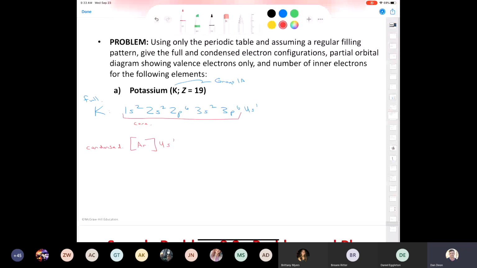Next it says to give the partial orbital diagram showing valence electrons only. Well, there are probably a few ways you could do this, but I think the easiest way is like this. We have the 4s orbital. There's only one type of 4s orbital. After 4s, we have the 3d. Obviously, we have no electrons in the 3d, but we're going to write out all the orbitals for that period. And then we have the 4p, which has 3 orbitals. And there's only one electron, so I would just put in that electron like that and call it a day. Nothing more than that.